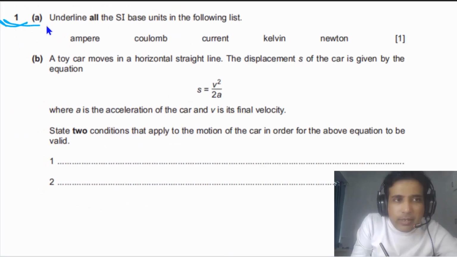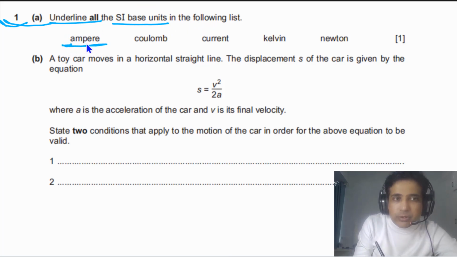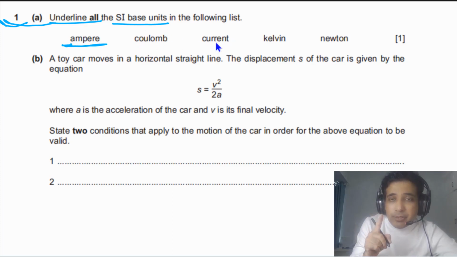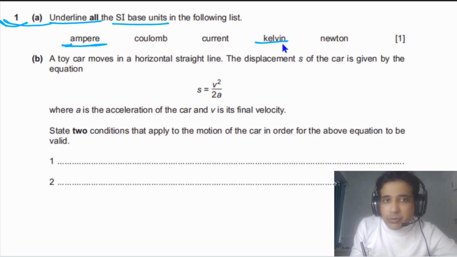For question number 1, part A, we need to underline all the SI base units in the following list. Ampere. Ampere is the SI base unit of current, so we can underline this one. Coulomb. This is the SI unit of charge, but it is not an SI base unit, so we can leave this. Current. This is an SI base quantity, but not an SI base unit. Kelvin, this is the SI base unit of temperature, so we can underline this one. Newton, this is the SI unit of force because it is part of the SI system, but it is not an SI base unit, so we can also leave this one. So if you have underlined ampere and Kelvin, you will get 1 mark, and that is a B mark.